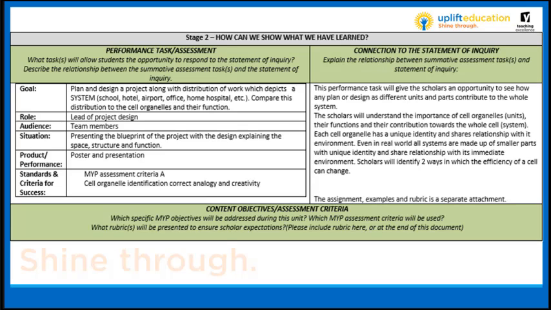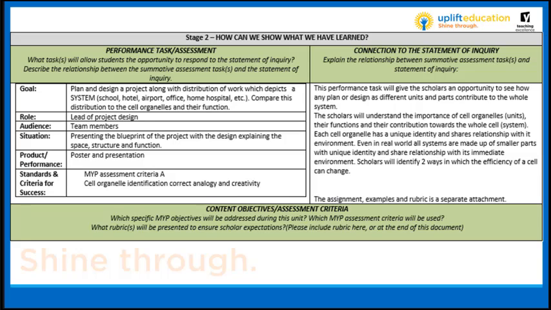Stage 2 is about how we can show what we have learned. This is done by the GRASP task. The performance task allows scholars the opportunity to make relevant connections to the statement of inquiry and some inquiry questions. The task assessment allows scholars to apply their knowledge of at least 75% of the unit's content. Assessment criteria should follow MYP criteria and is modified to fit the specific task.